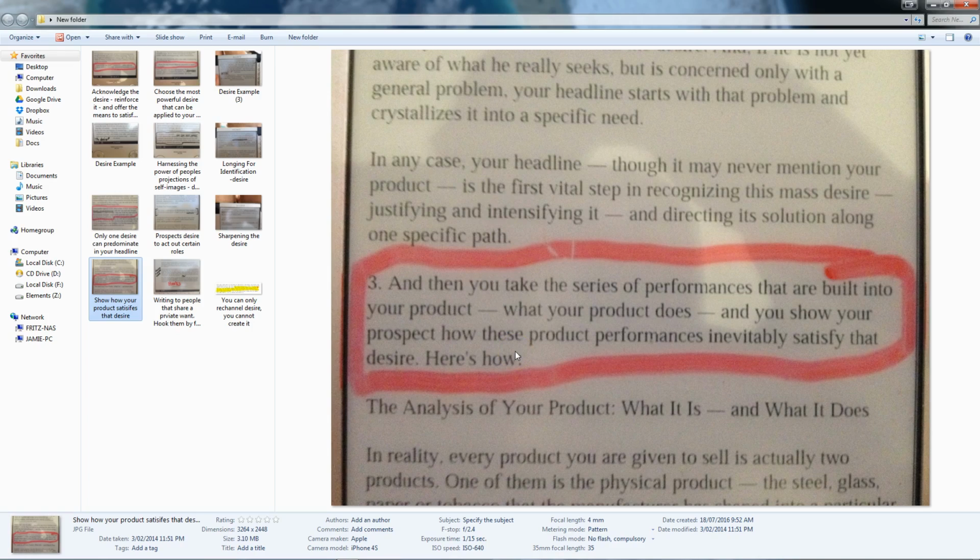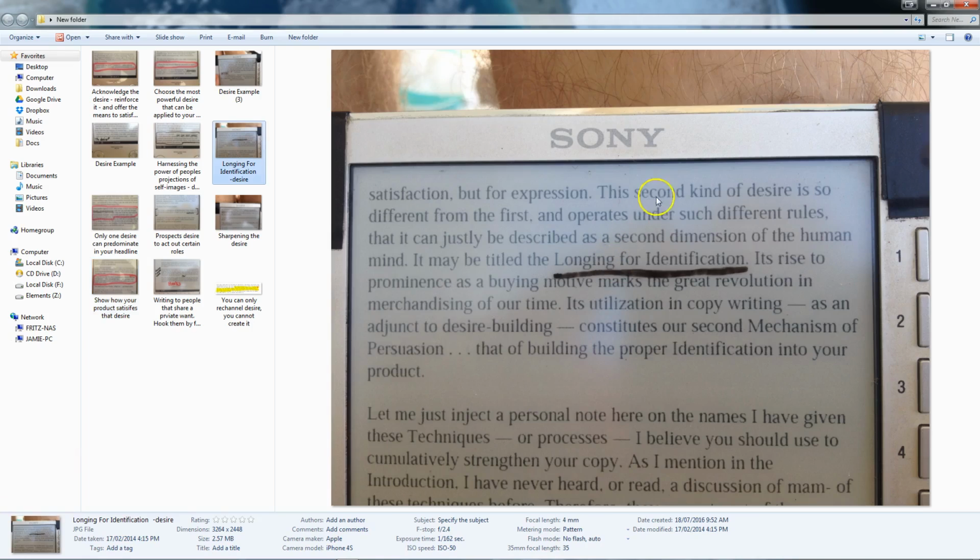Now let's take it a step further and look at the longing for identification in people themselves. Now, this longing for identification, its rise to prominence as a buying motive marks the great revolution in merchandising of our time. Its utilization in copywriting as an adjunct to desire building constitutes our second mechanism of persuasion, that of building the proper identification into your product.